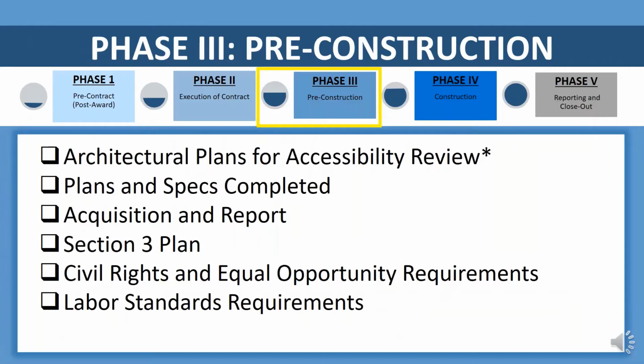Phase 3 is pre-construction. Here we'll go over architectural plans for accessibility review, plans and specs completed, acquisition and report, Section 3 plan, civil rights and equal opportunity requirements, and labor standards requirements.